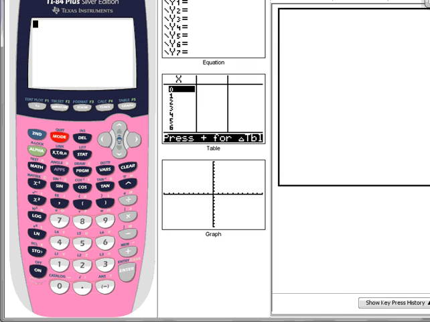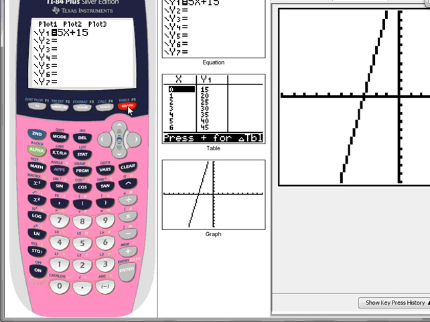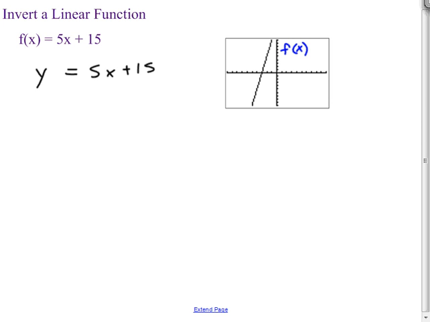So grab out your calculator. In my y equals, I'm going to type in 5x plus 15. That's the graph that we're looking at. Now I'm going to graph it, and we have a nice line. Y-intercept's 15, slope is 5, just like you normally would have. Okay, I'm going to copy this into my slide so you can see what this looks like. So that's our f of x equation.